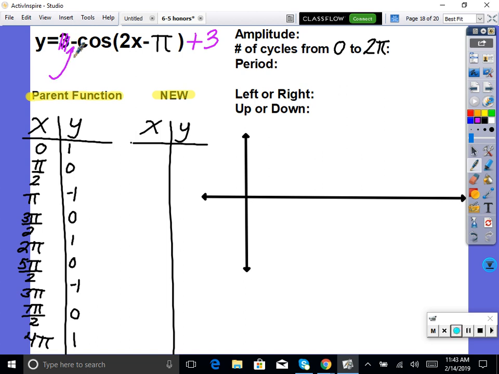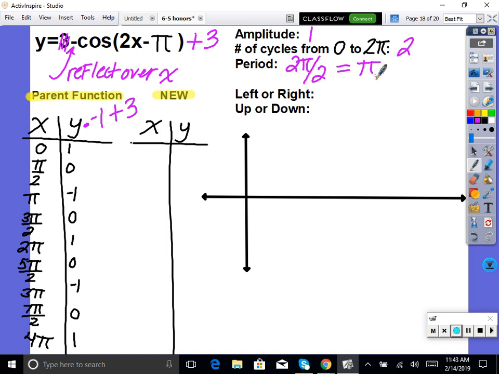Okay, so now you can say, okay, that's a reflection over the x, which affects your y values. So let's write down our y values and say times our y values, our parent function, by -1. We're going up 3 after that, so add 3, agree? Our amplitude's 1. The number of cycles from 0 to 2 pi is 2. Our period is 2 pi divided by 2, which is pi, agreed?